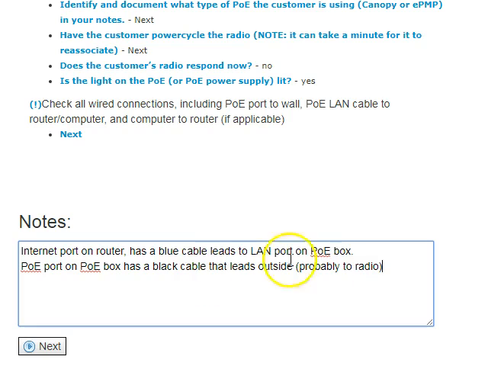You see how when reading these notes it makes sense? Internet port on router has a blue cable that leads to the LAN port on the PoE box. The PoE port on the PoE box has a black cable that leads outside, probably to the radio. That makes sense. It makes sense to anybody reading the notes, and that's the amount of detail we want on your tickets.